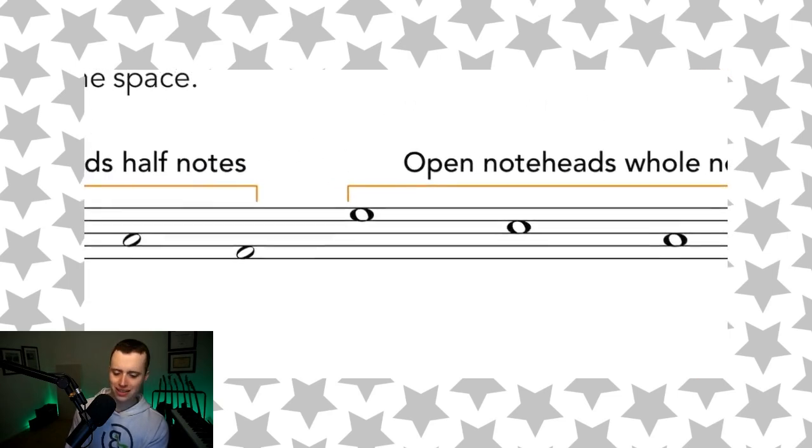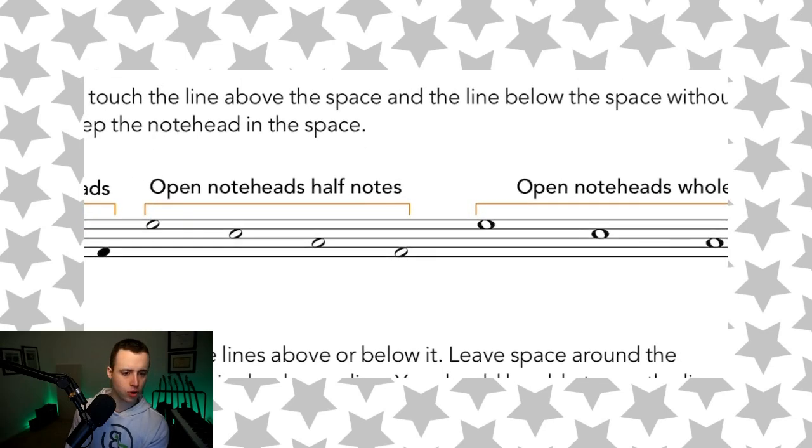And really, just again, the difference between the half note and the whole note open note head is that there is no tilt for the open note heads for whole notes. They're just an even oval, and the half note heads are tilted at a 45-degree angle. But if you get it to about just a little bit of a tilt, that's going to be good enough.